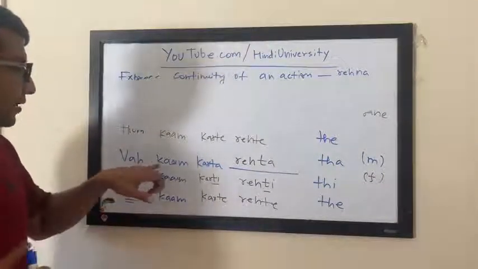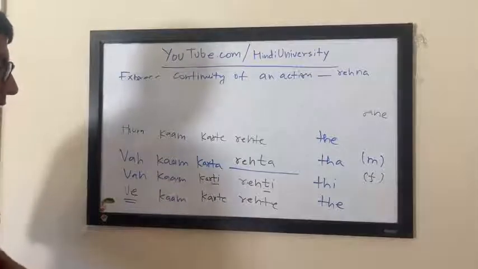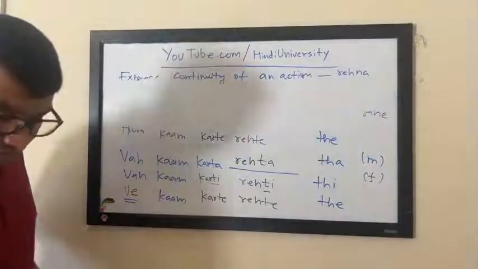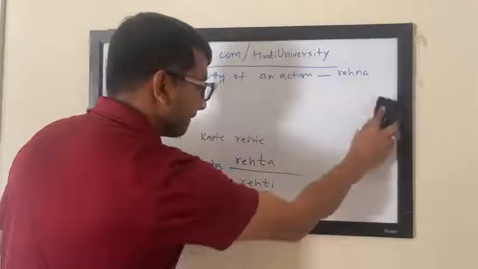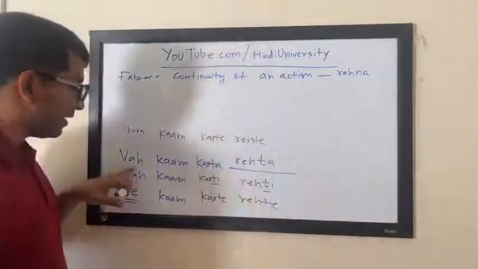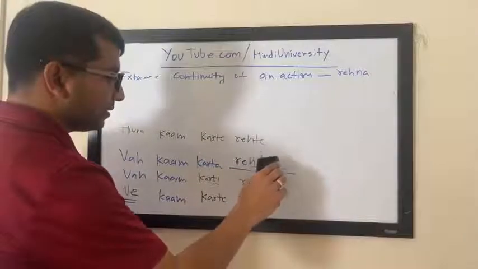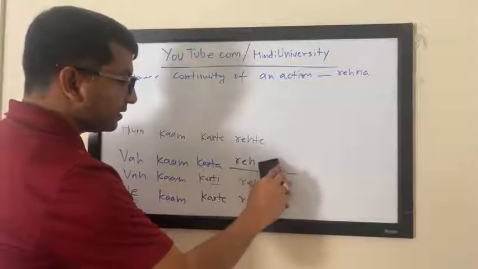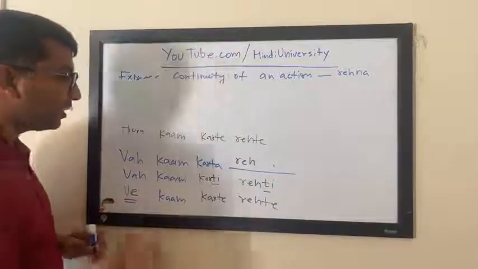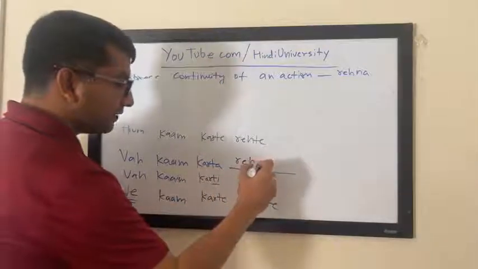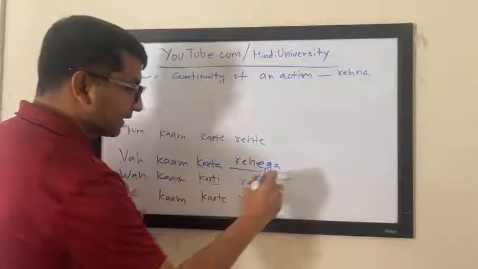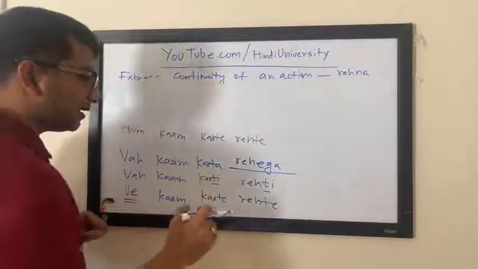He will keep on working. वो काम करता रहूंगा. Okay, so वह. So for मैं it would be रहूंगा. For वह it would be रहेगा. Very good. Very good. Right. So वह काम करता रहेगा.